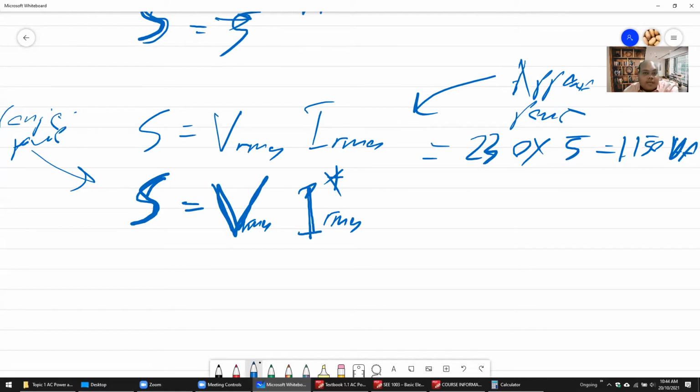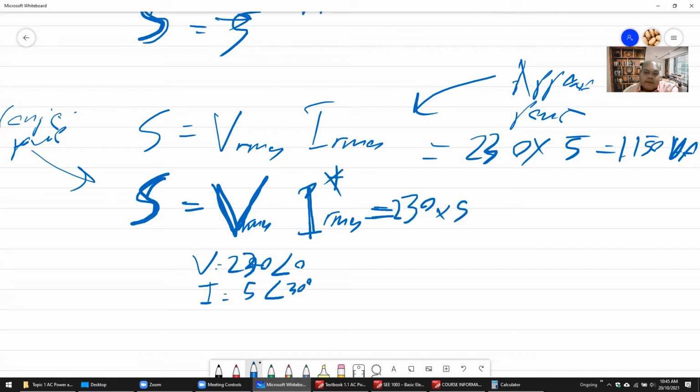But if you use the complex one, for example here, you have V equal to 240 angle 0, and I is 5, angle 30 degree. So you have to multiply 240 by 5, and then the angle is 0 minus 30 degree. If this one is negative, it becomes positive. Make sure you don't forget the conjugate. Because the current angle is positive, you put minus 30.